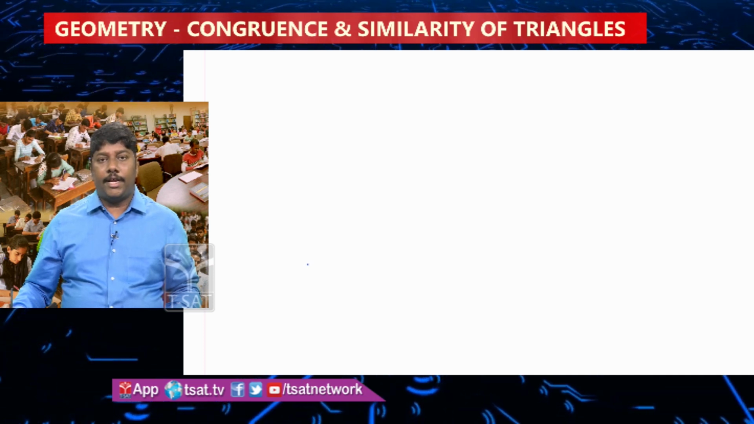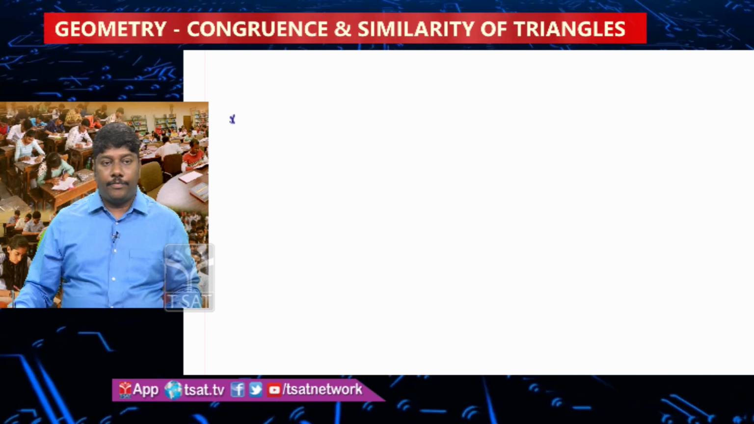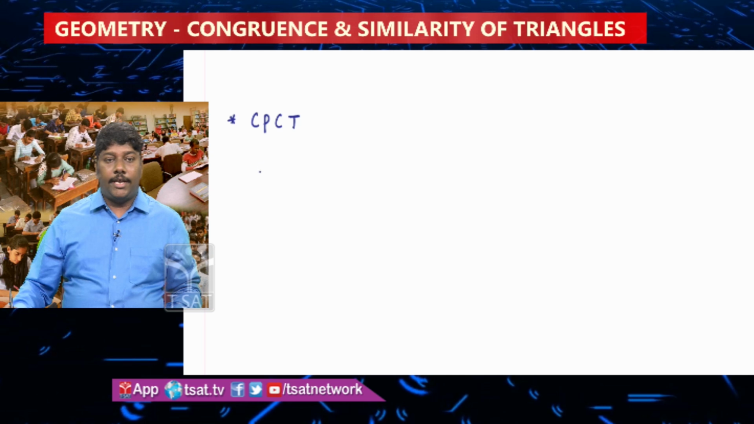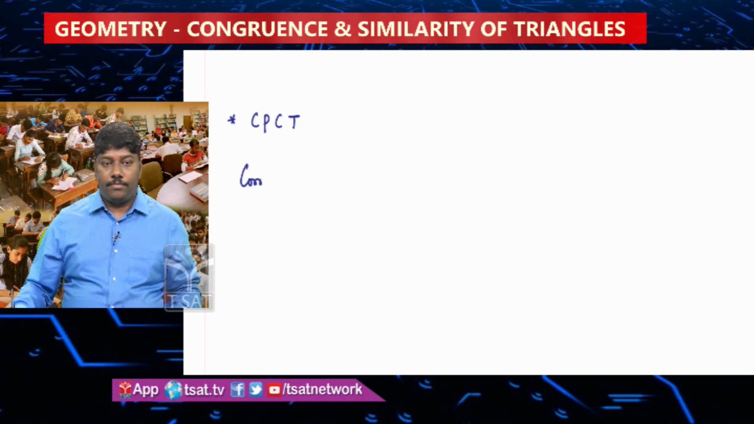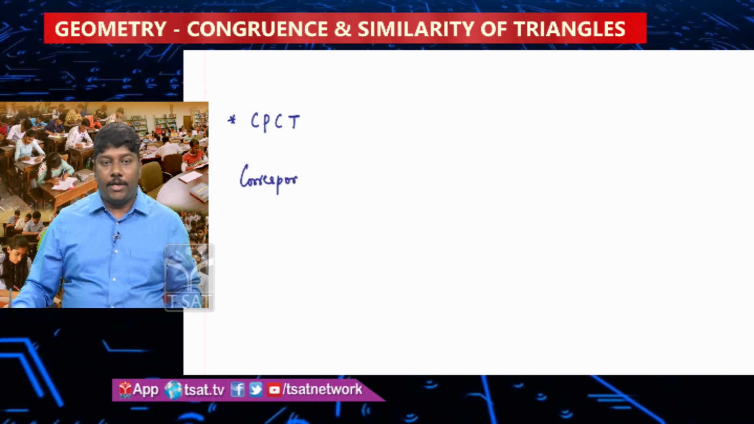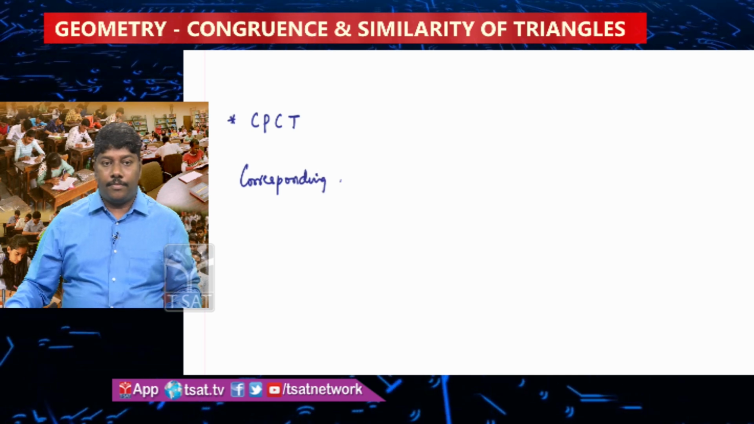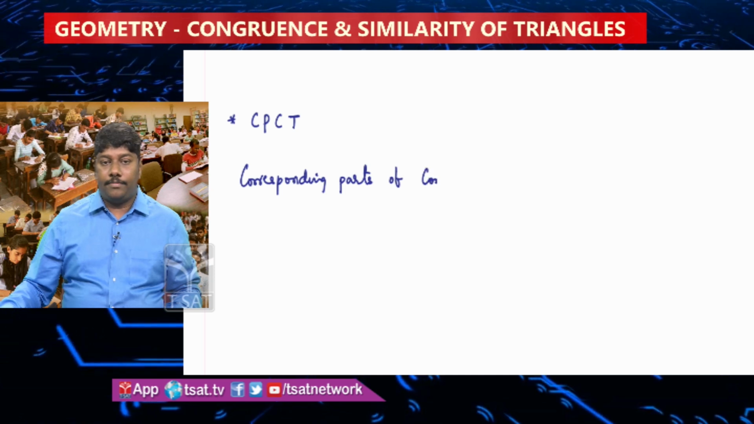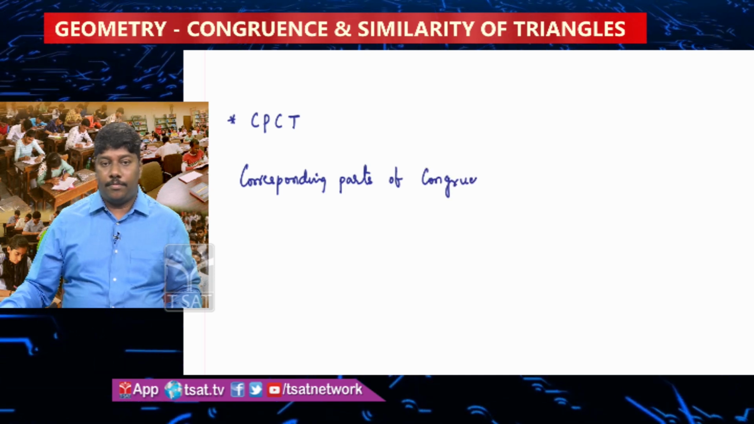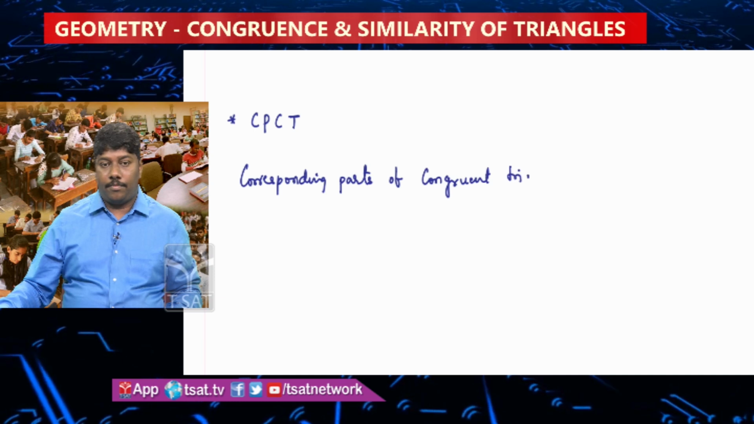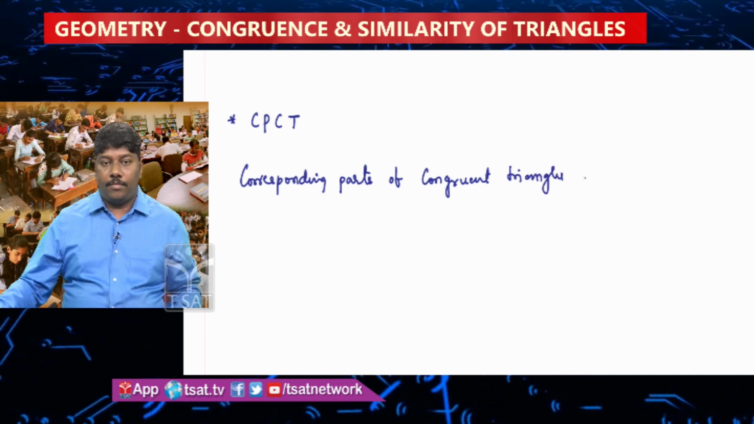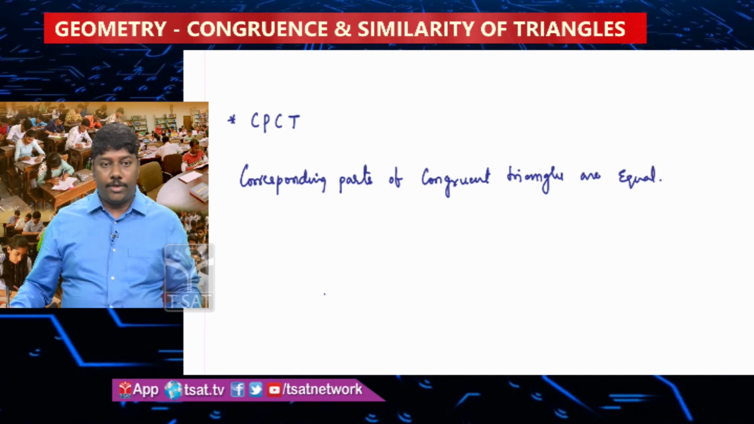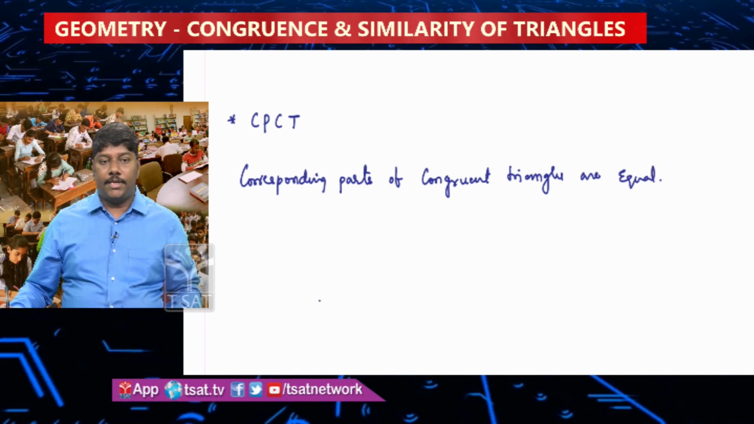What happens if two triangles are congruent triangles? We say CPCT: corresponding parts of congruent triangles are equal. If you know that two triangles are congruent, their corresponding parts are equal.